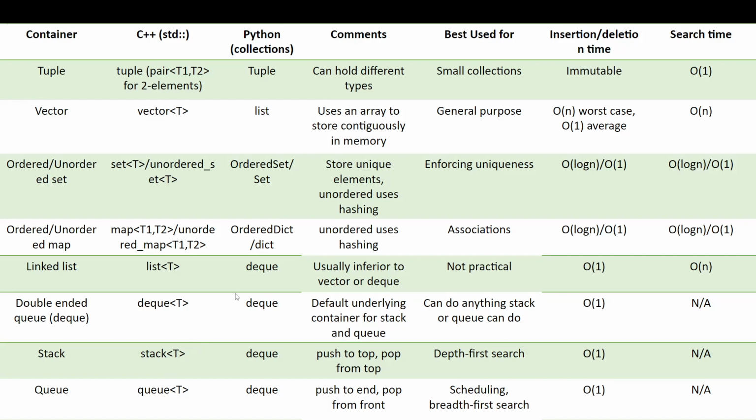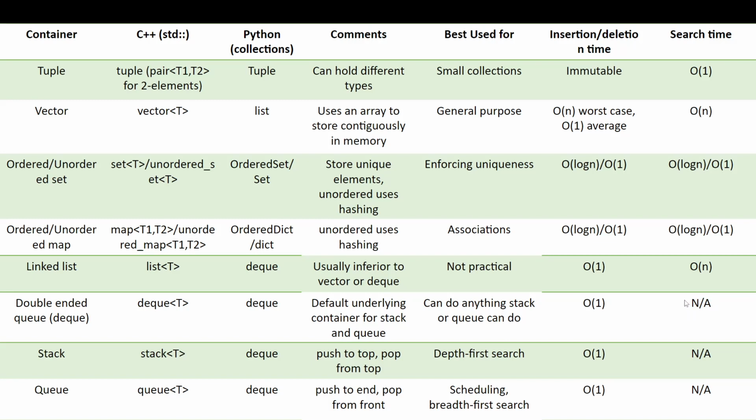In contrast, Python just has the deck class in the collections, and you can use that for doing anything that the stack and queue can do, and you can add or delete from either end. So because this uses the linked list type of structure, insertion or deletion time is always constant, and you would never search through these because you're using this data structure because you only care about what's at the end.